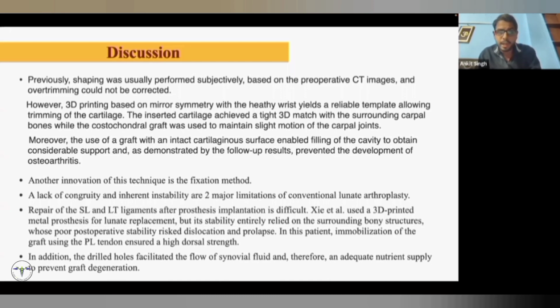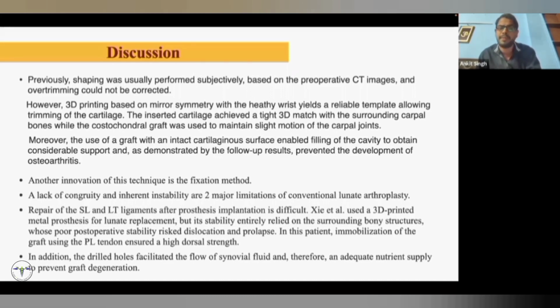Another innovation was the fixation method. Usually, the lack of congruity and instability are limitations of the conventional lunate arthroplasty. Here, the repair of the scapholunate and the lunotriquetral ligaments after the prosthesis implantation is usually difficult, whereas here they drilled the hole, passed the tendon through it, and after passing the tendon, they pulled the graft into the cavity and sutured it back in order to give stability.